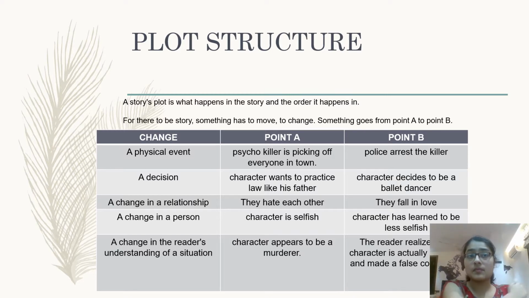Let's take the first one. The first one is a physical event. Physical event means events that are actually happening in real life. So point A is a killer picking off everyone in town. There we are introduced to a killer who is killing off people in the town one by one, and that's the beginning of the story.